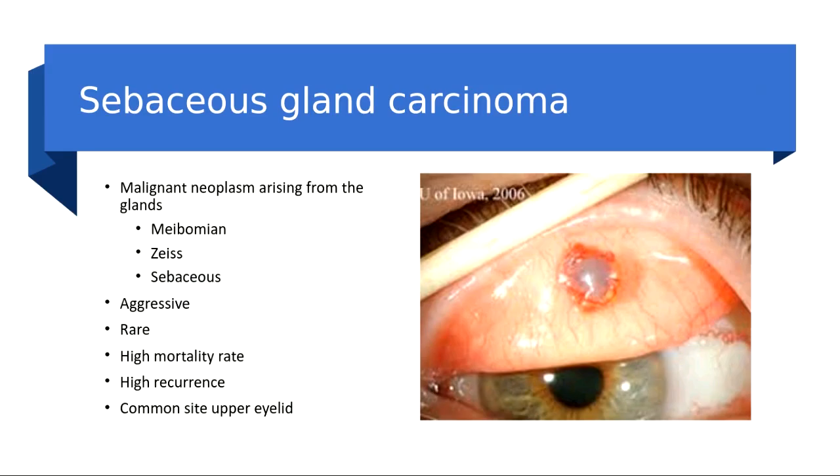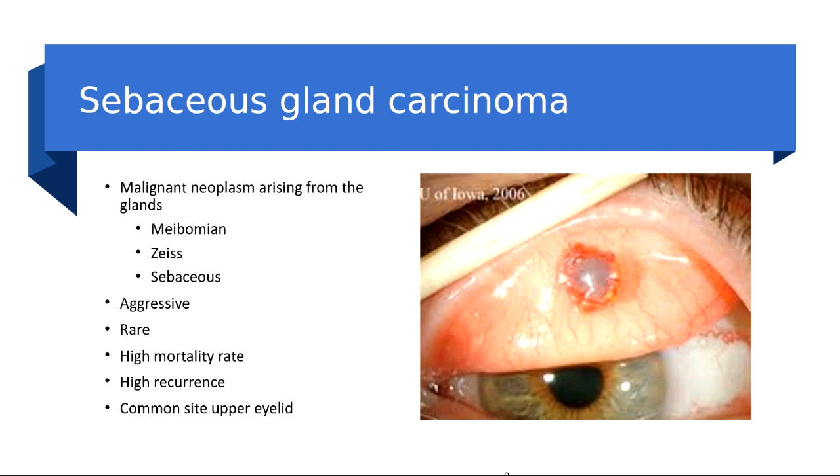Sebaceous gland carcinoma. It's a malignant neoplasm arising from glands, so it can arise from the meibomian gland, the glands of Zeis, and the sebaceous glands. It's very aggressive, but thankfully it's rare. It has a high mortality rate with high recurrence. Most common site is the upper eyelid.